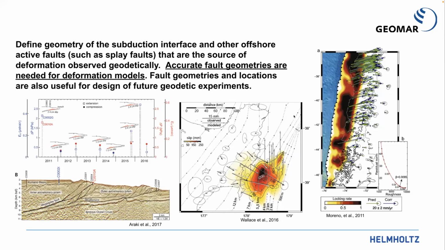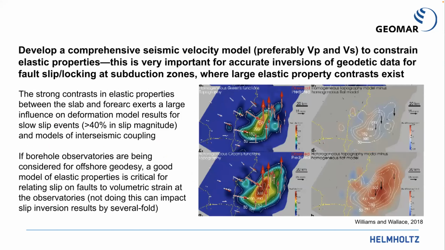Okay, next slide, please. The other thing, and Damien touched on this a little bit, is that there's also a real need for a comprehensive seismic velocity model, because we now know, particularly at subduction zones, we can't just assume that the Earth is a uniform elastic half space, which is what is commonly assumed in most geodetic studies. The really strong contrast in elastic properties between the overriding plate and the subducting slab has a very large influence on the resulting deformation field.